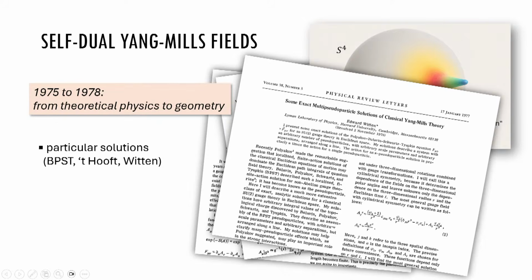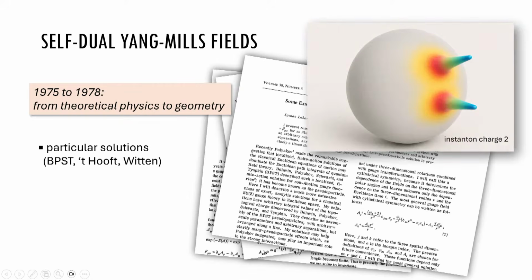Shortly after this, solutions of higher charge were found. So that BPST solution is a sort of charge 1 solution. 't Hooft found a family of solutions of higher charge, unpublished at the time. The first published formula for higher solutions was actually published by Ed Witten in the 70s. So that's a sort of charge 2 solution, which you could find in Witten's paper.